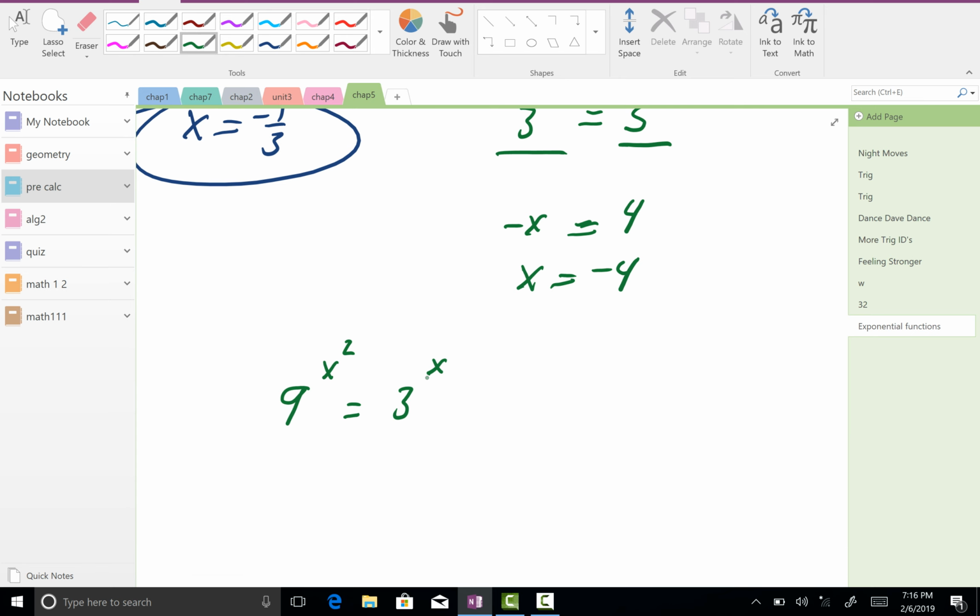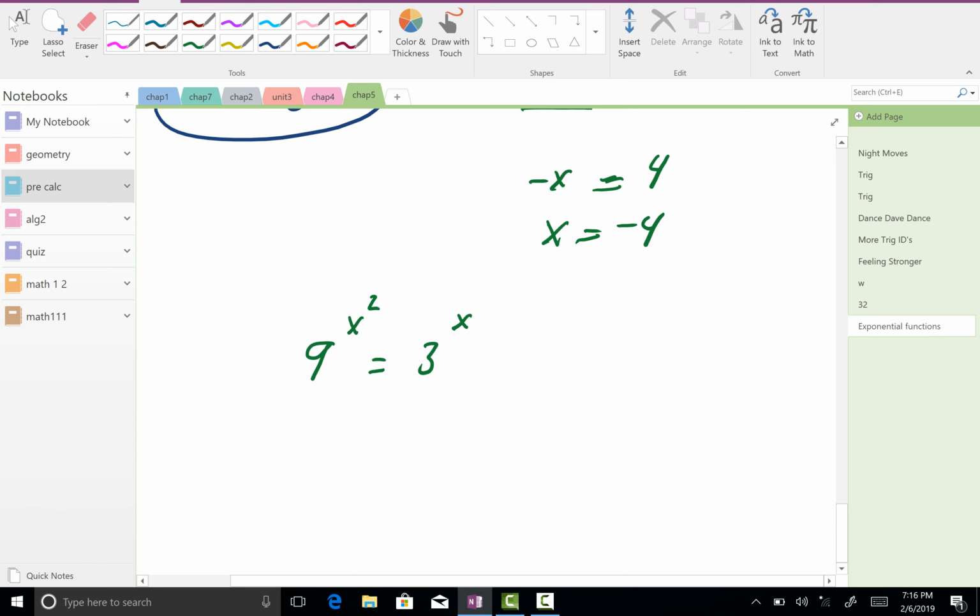Okay, so let's try one like this. This is one similar to what I was looking at in one of the assignment problems. All right. So here we have a 3, and here we have a 9. So if we can write that 9 as a power of 3, that's really going to help us.